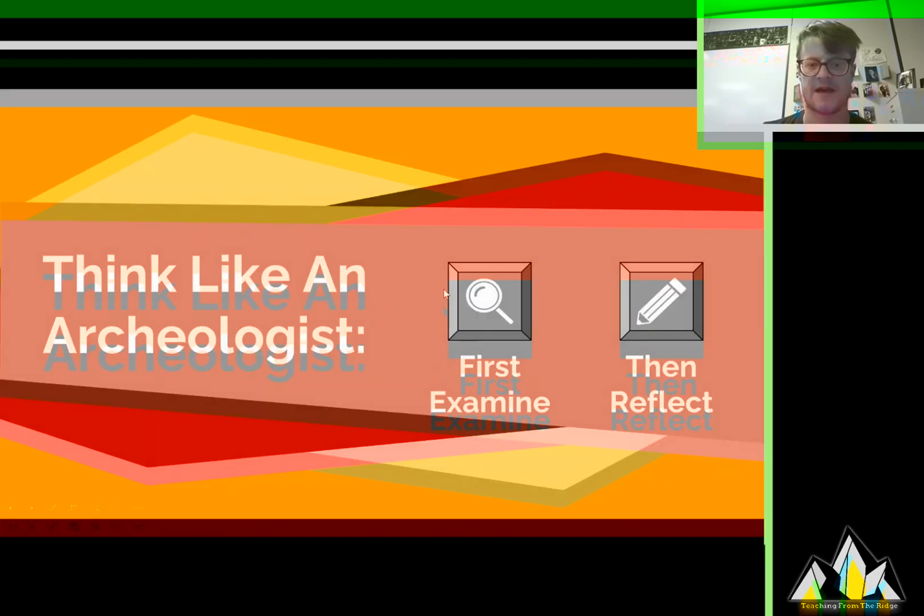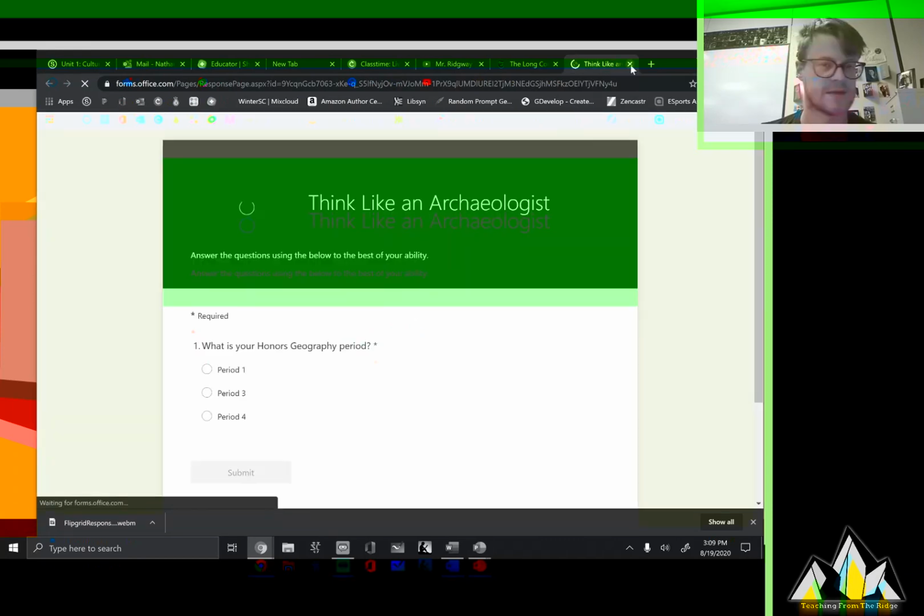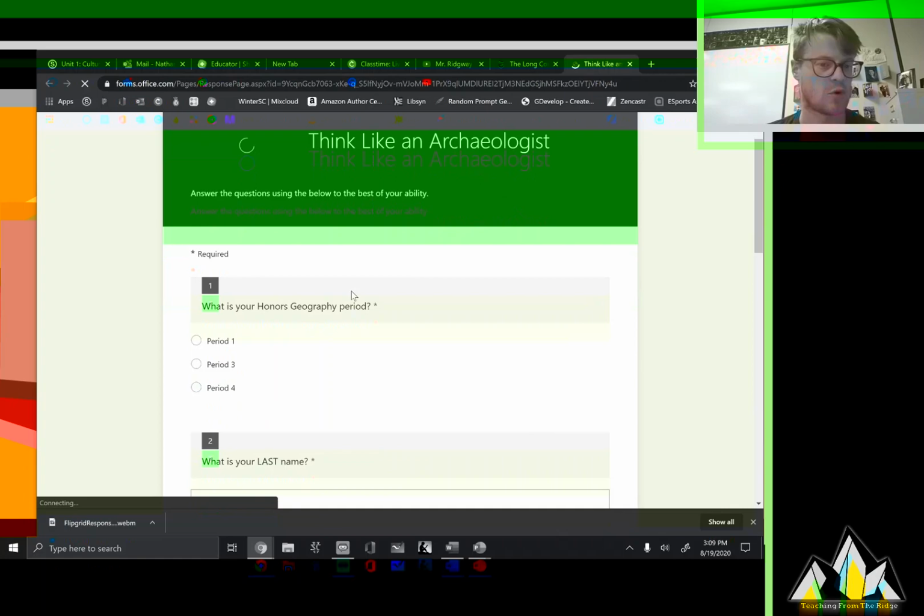The last thing I have for you is something called Think Like an Archaeologist. I have a virtual tour on this button right here that you need to check out, and then after that, there's a reflection, and this reflection is just a really simple Microsoft form. Couple questions to answer.